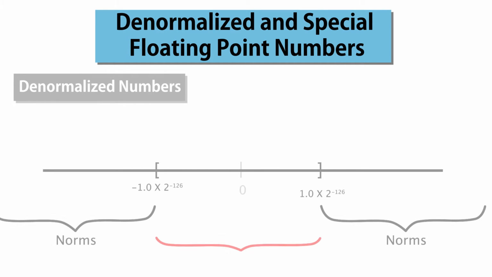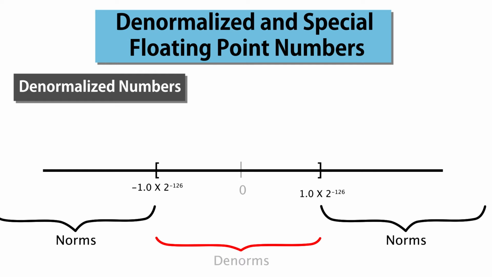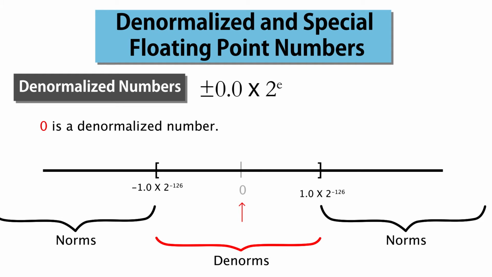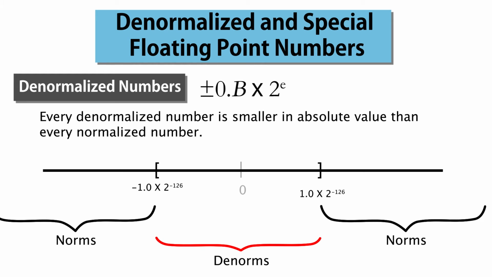Let's first talk about denormalized floating point numbers, sometimes just referred to as denorms. First, notice that 0 is not a normalized value. Every normalized value in standard form has a single 1 to the left of the binary point, but there are no 1s in the binary representation of 0. 0 is an example of a denormalized number. The denormalized numbers form a special class of floating point numbers with very small absolute values, including 0. That means that they are very close to 0 on the number line. In fact, every denormalized number is smaller in absolute value than every normalized number.